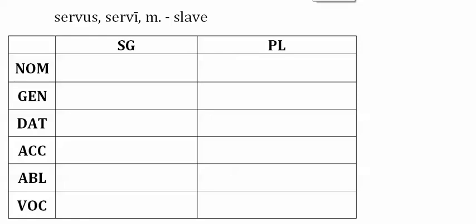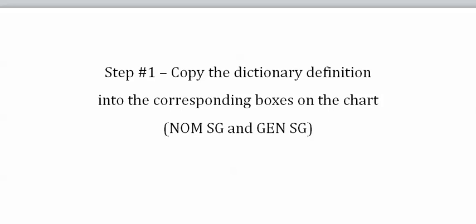Okay, here I am again with another noun to decline. This time servus, servi, masculine, which means slave. What was that first step? Step number 1 is to copy my dictionary definition forms into the corresponding boxes on my empty chart. So the nominative and genitive singular. Alright, what's that going to look like?